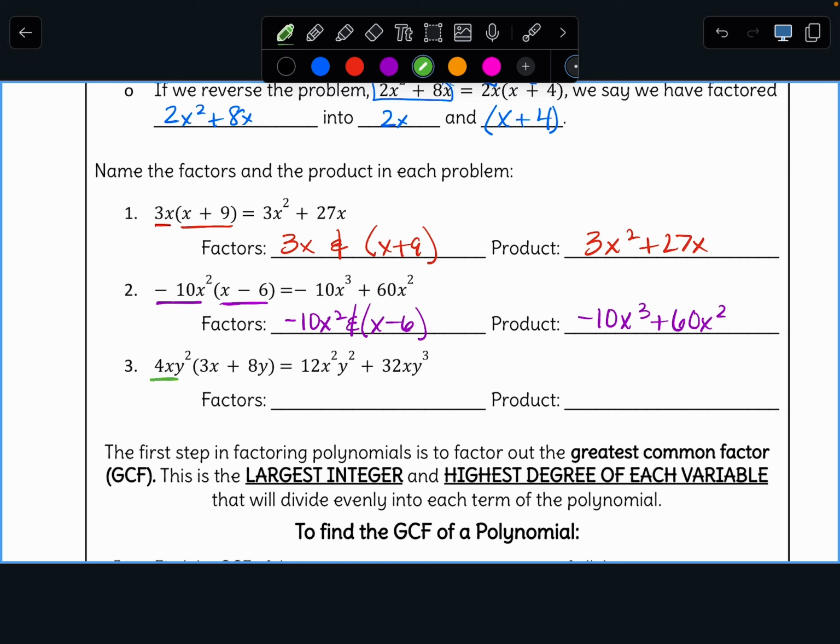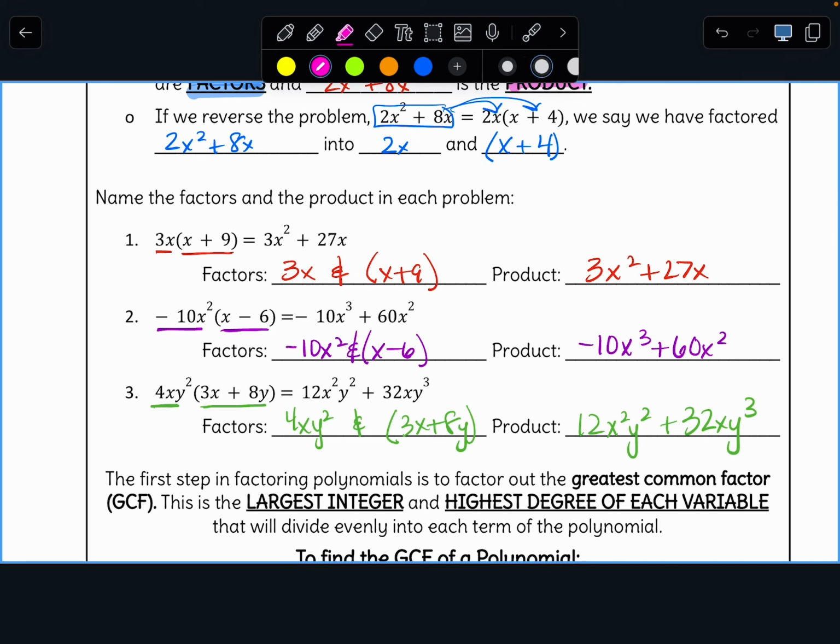And for number 3, those are my factors. They're generally separated by parentheses, so that I get 4xy squared and 3x plus 8y. And when I multiply those, their product is 12x squared y squared plus 32xy cubed. So all we're doing is identifying the different pieces, so that when I use these words, the factors, the product, it's not extra garbage.